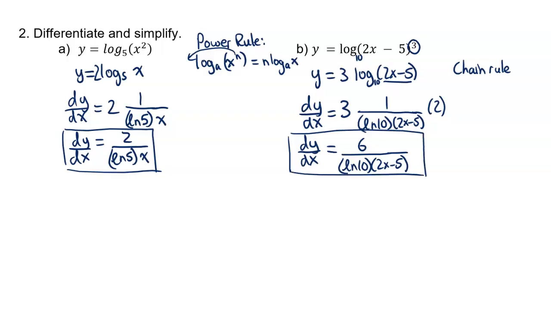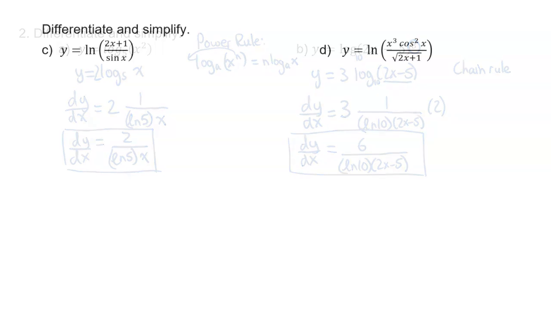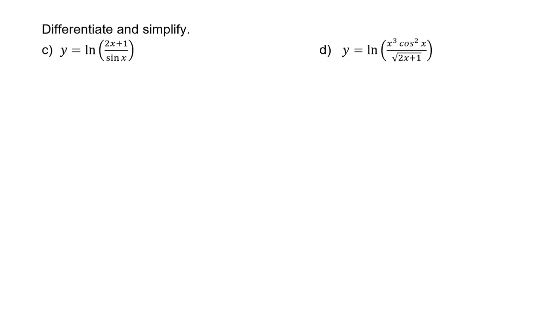So far we've looked at the power rule and the chain rule. Now let's look at a couple situations that have the quotient rule and the product rule. So here we run into a situation where instead of having a log, we also have this ln. Now remember what ln means. If I have y equals ln of something, ln of x, that's the same thing as saying log base e of x.